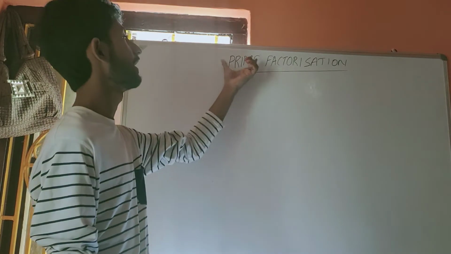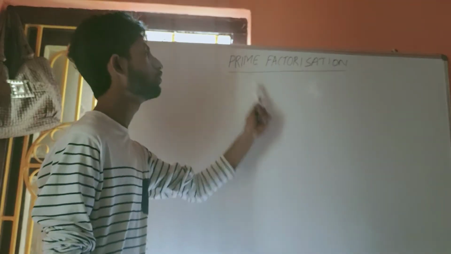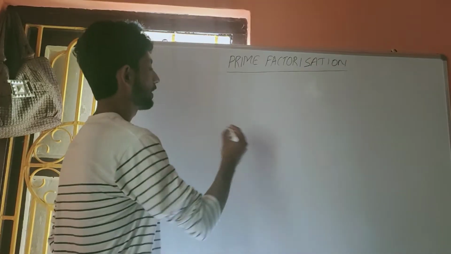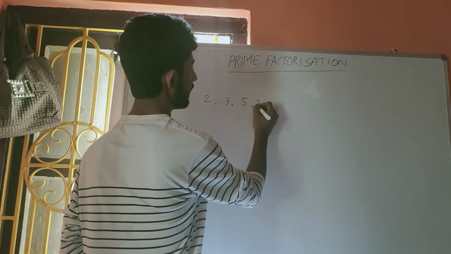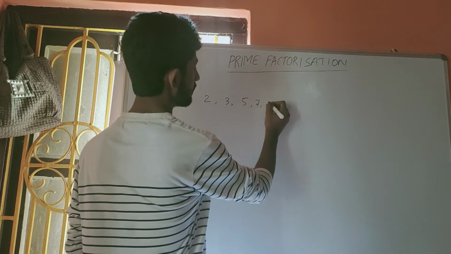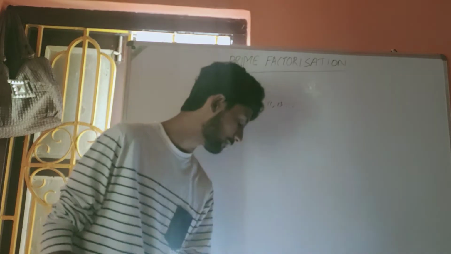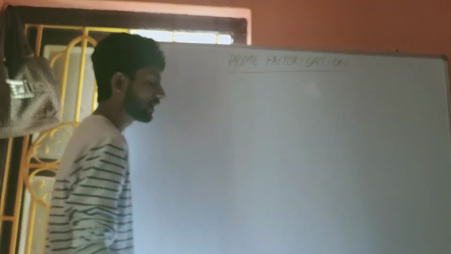You can see that here is written prime. Whatever we'll do will be with the numbers which are prime. So prime numbers are 2, 3, 5, 7, 11, 13. These are all prime numbers. We are dealing with these prime numbers. So what will be the factorization?